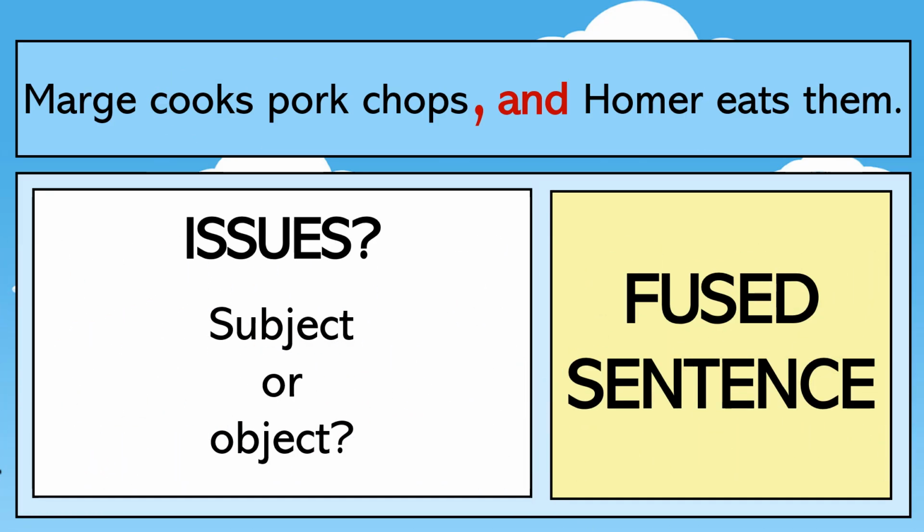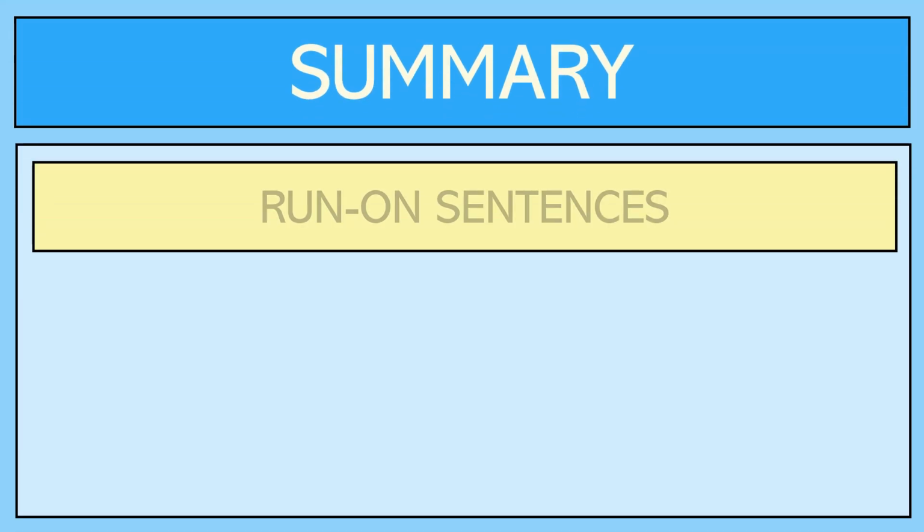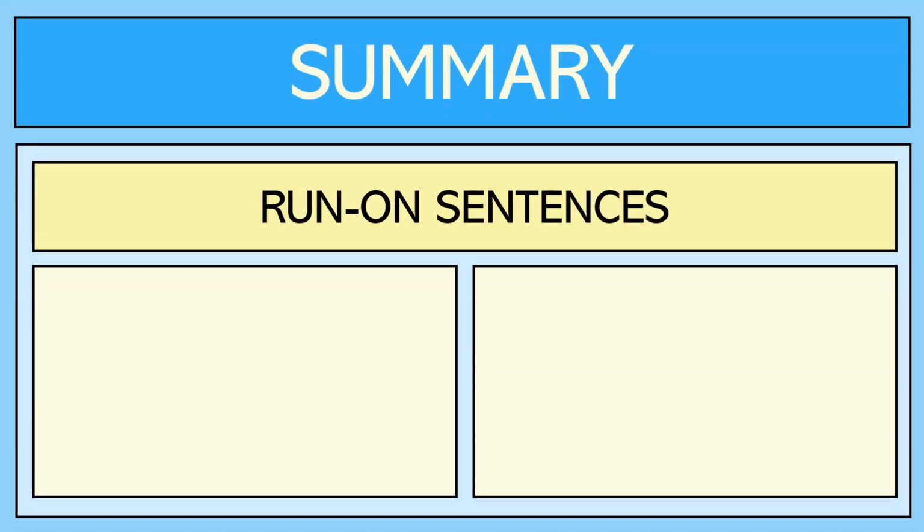So now you can see the importance of making sure that you add the comma and the conjunction so that the two sentences are clearly delineated from each other. And that's how the run-on sentence works. But let's do a quick summary.